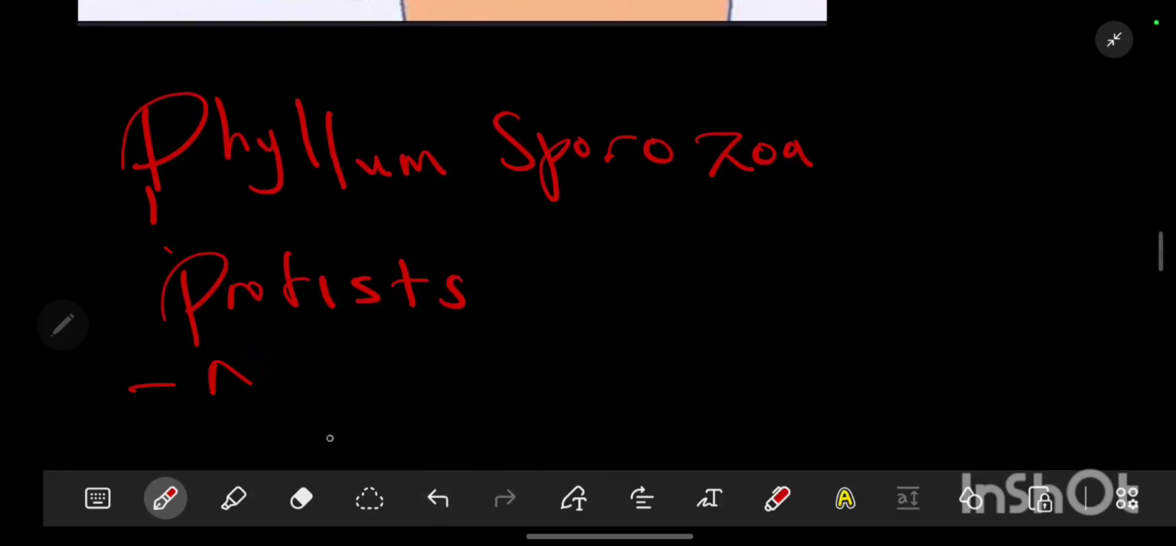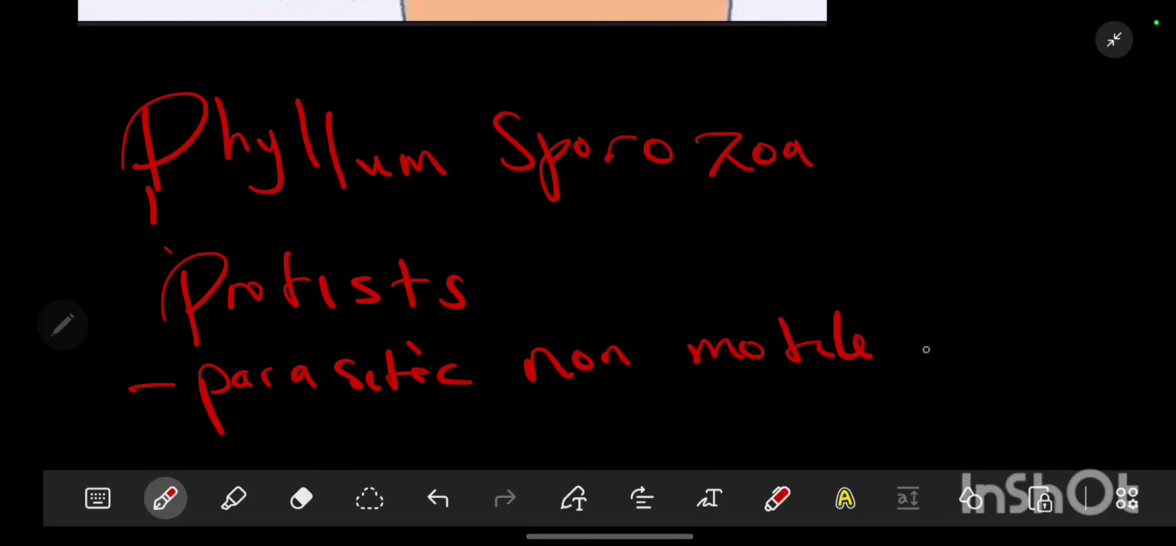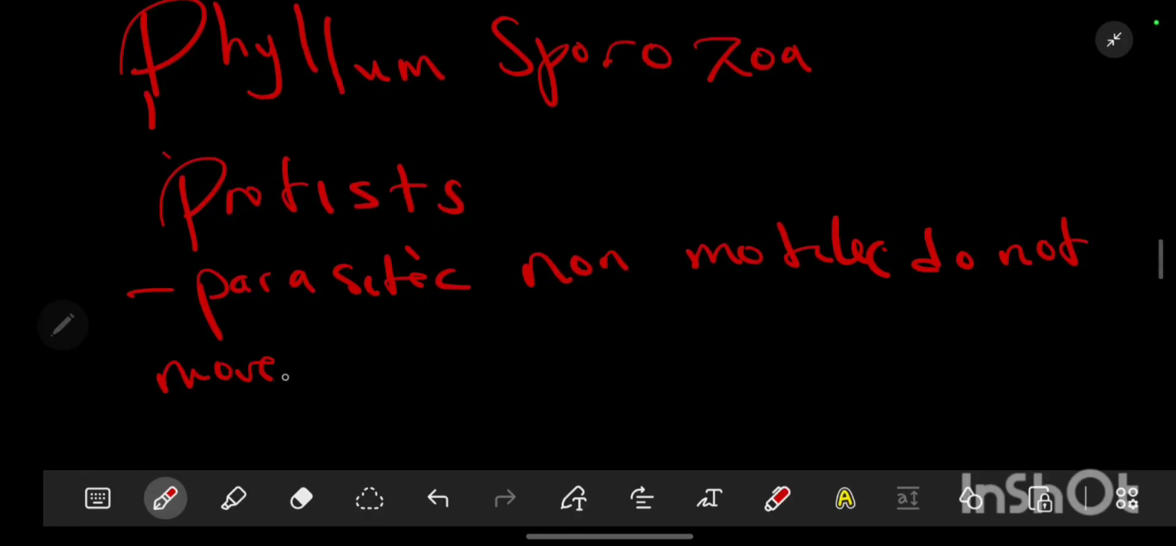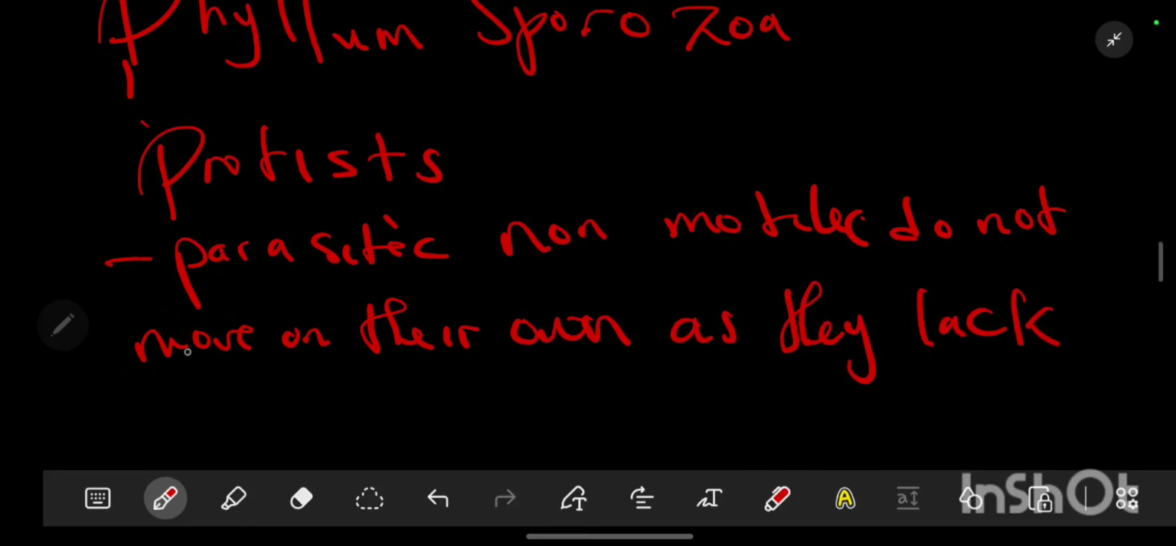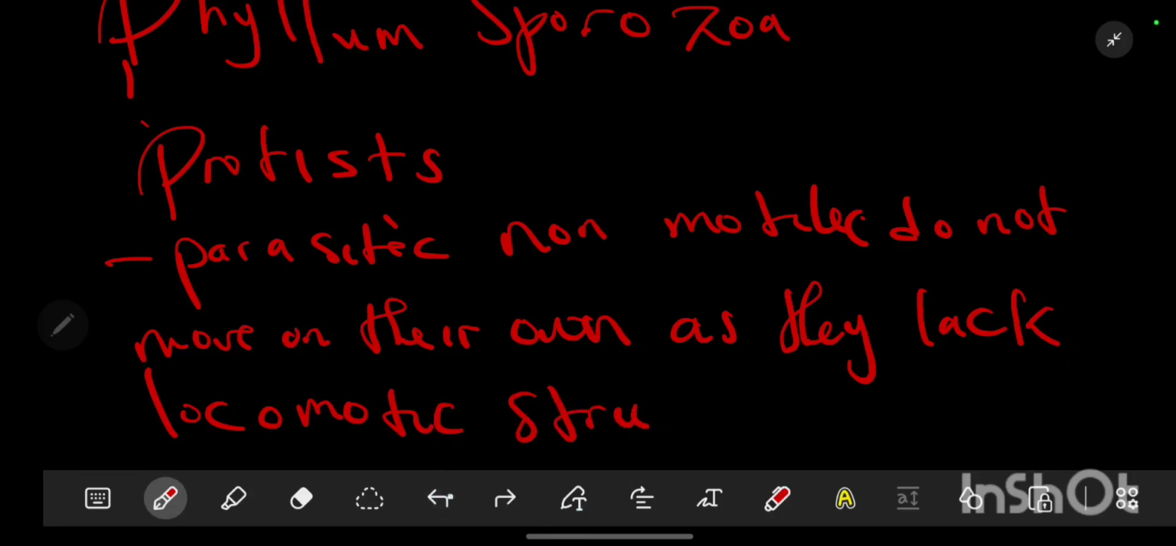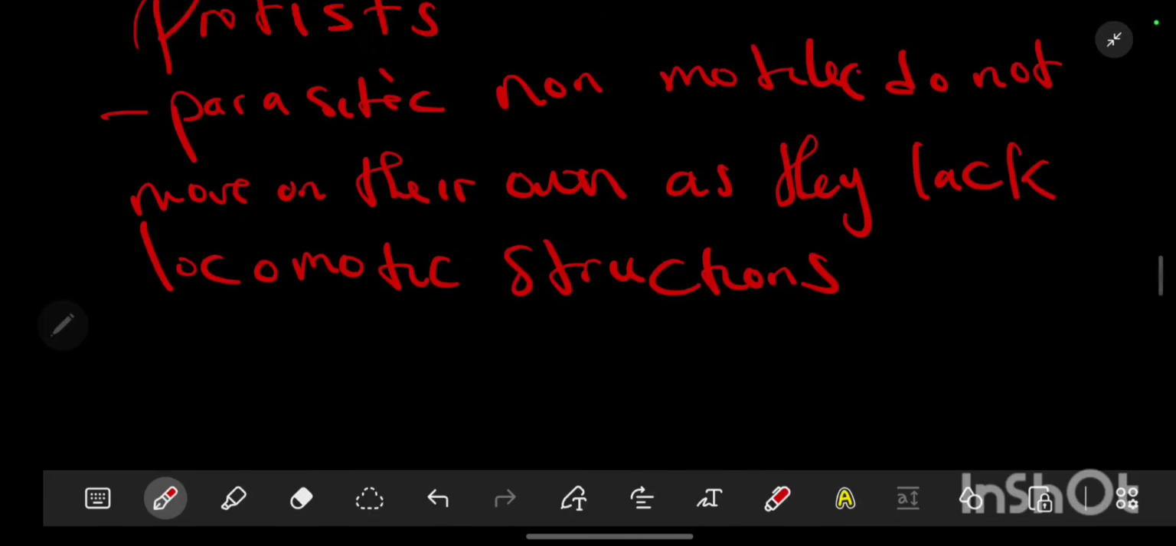So generally they are parasitic, non-motile, meaning to say they do not move on their own, as they lack locomotive structures. Locomotion has to do with movement, so locomotive structures are those structures that help in movement.